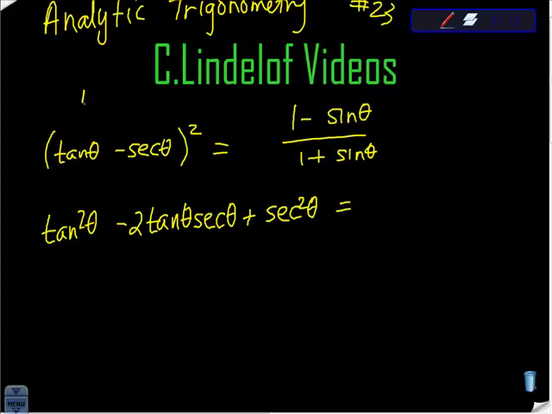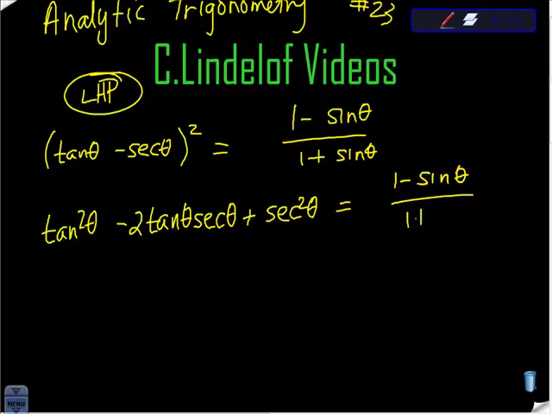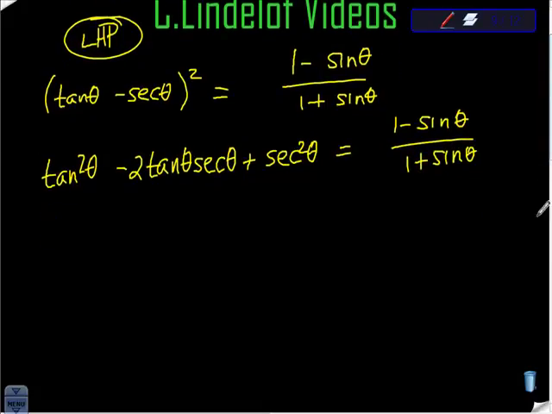And remember, this is a left-hand proof, which means we're going to work on the left side and convert it to the right, so we cannot touch the right side. We have to leave it just like it was. So it is 1 plus sine theta. So I'm going to keep working on this here.